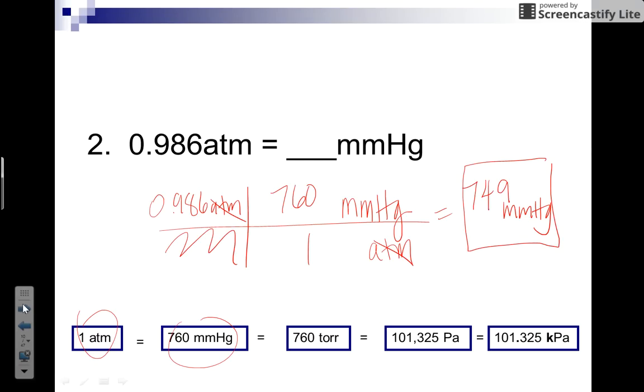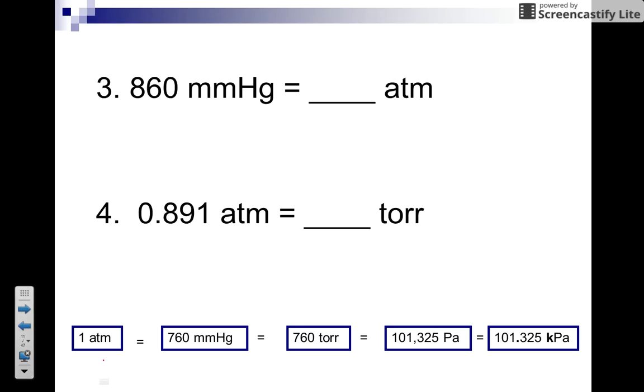Now, while we're doing these examples, since we've done 2 now, I'd like for you to pause the video and work these next 2 out, and then resume the video and check your answers. For time's sake, I'm going to go ahead and continue on.